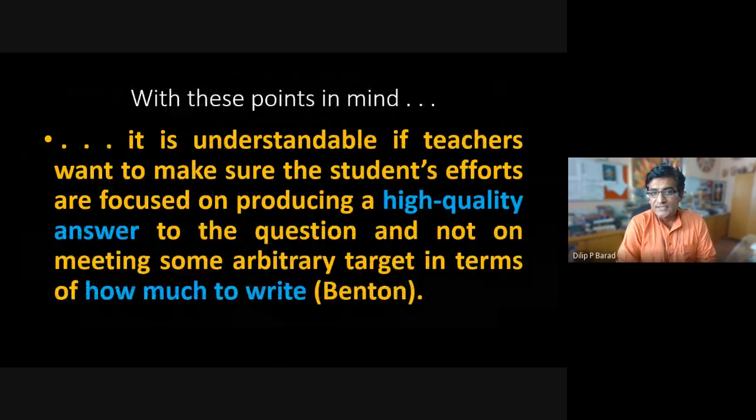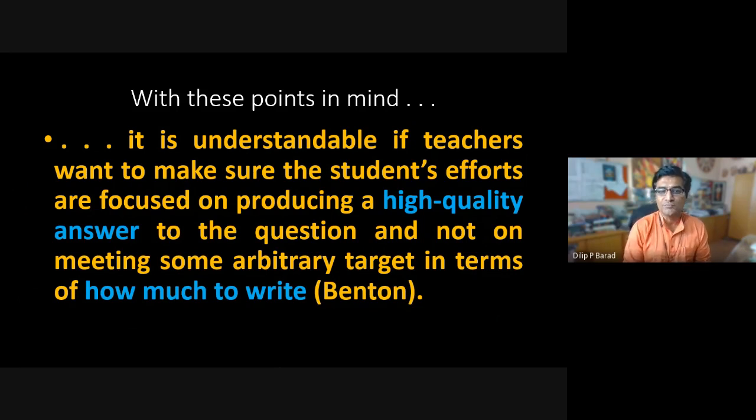With these points in mind, it is understandable if teachers want to make sure the students' efforts are focused on producing a high quality answer to the question and not on meeting some arbitrary target in terms of how much to write. So not at the cost of a high quality answer, but still students have questions, and how much to write is a concern. And if teachers are worried about how to answer this, then we have to think a little bit in this direction also.